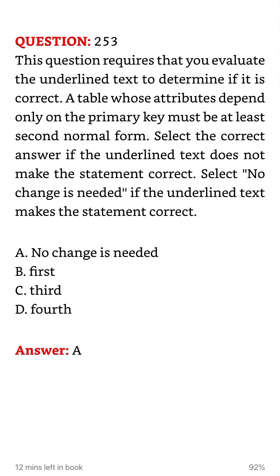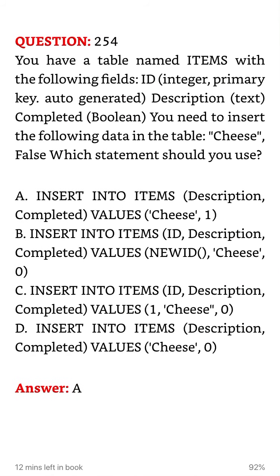Question 253. This question requires that you evaluate the underlying text to determine if it is correct. A table whose attributes depend only on the primary key must be at least second normal form. A, no changes needed. Question 254. You have a table named items with the following fields: ID, which is integer primary key, auto-generated, description, and completed. You need to insert the following data into the table: cheese, false. Which statement should you use?